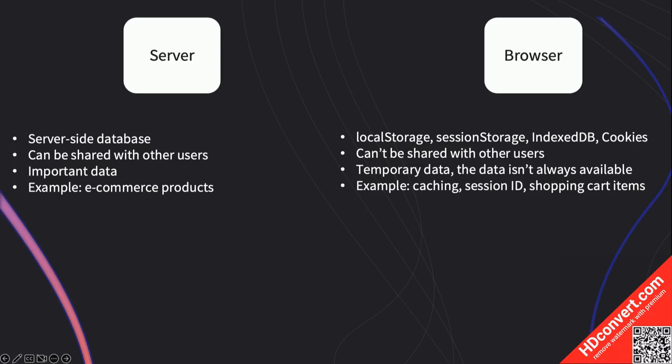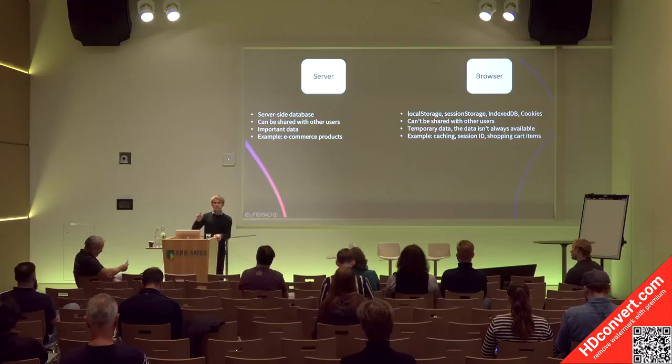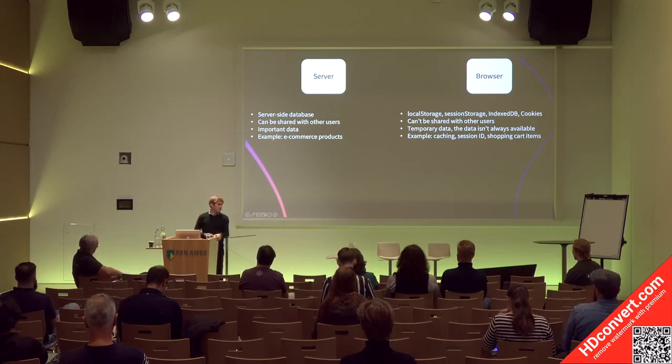On the front end, in the browser, we have local storage, session storage, IndexedDB, and cookies. The difference is that when you have one database, it can be shared across different users, and the users will have the same data. You have kind of important data over there. For example, you want e-commerce products to be in the database so they are displayed for all the users, or, I don't know, flight ticket prices, etc.